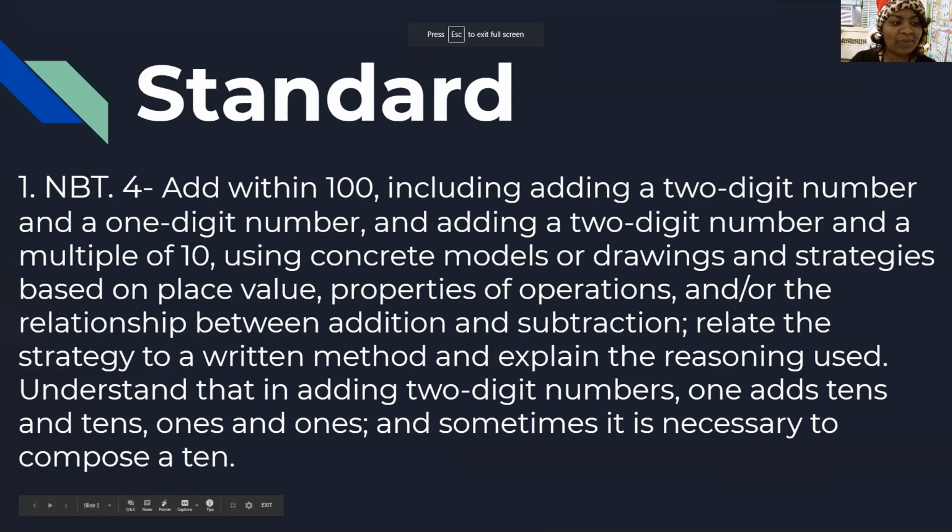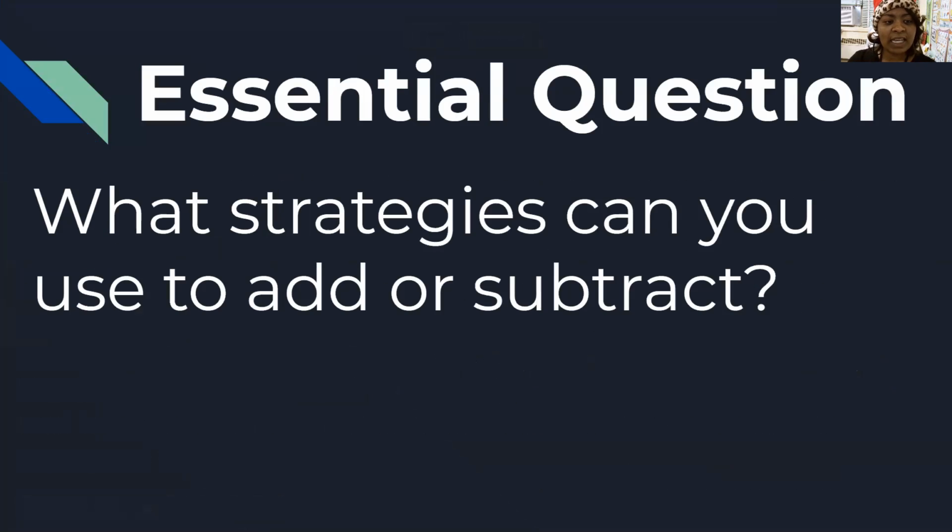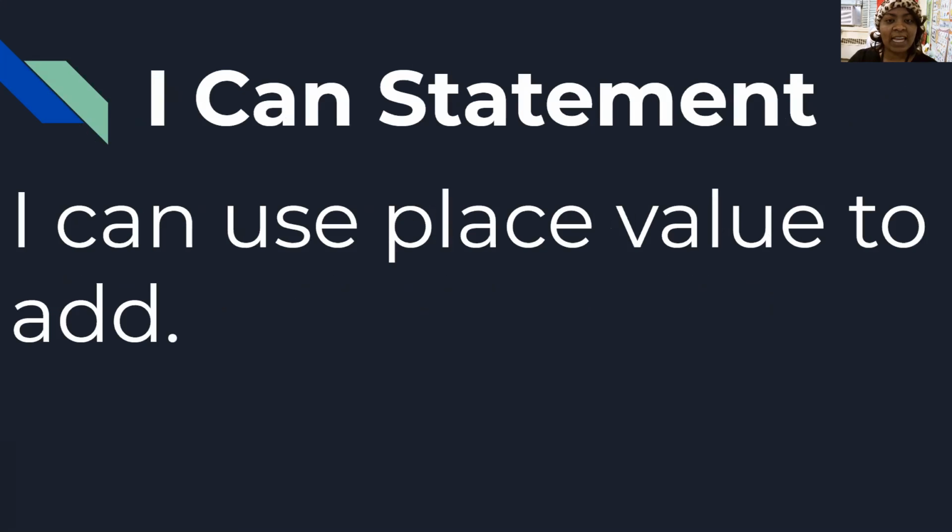Our standard is 1.NBT.4, add within 100, including adding a two-digit number and a one-digit number, and adding a two-digit number and a multiple of 10 using concrete models or drawings and strategies based on place value, properties of operations, and/or the relationship between addition and subtraction. Relate the strategy to a written method and explain the reasoning used. Understand that in adding two-digit numbers, one adds tens and tens, ones and ones, and sometimes it is necessary to compose a 10. Our essential question is, what strategies can you use to add or subtract? And our I can statement is, I can use place value to add.